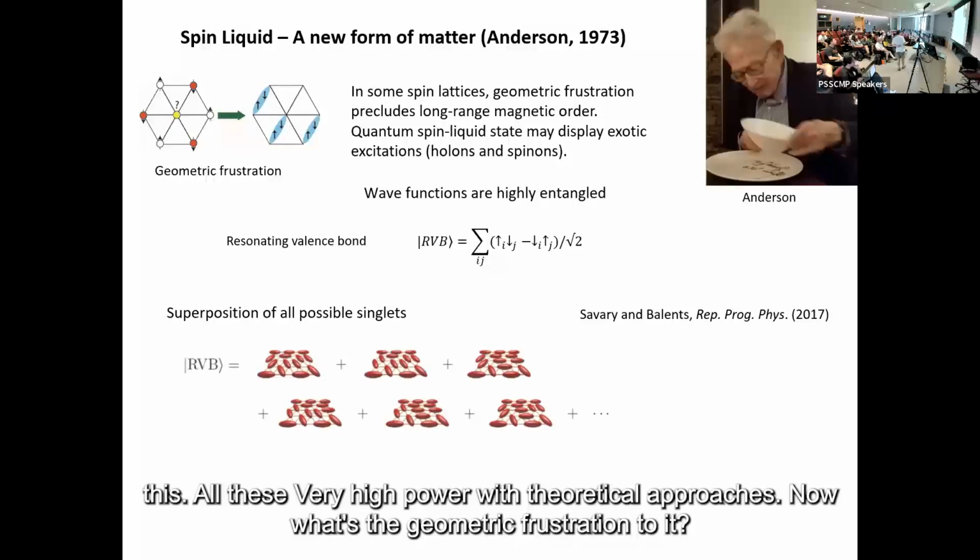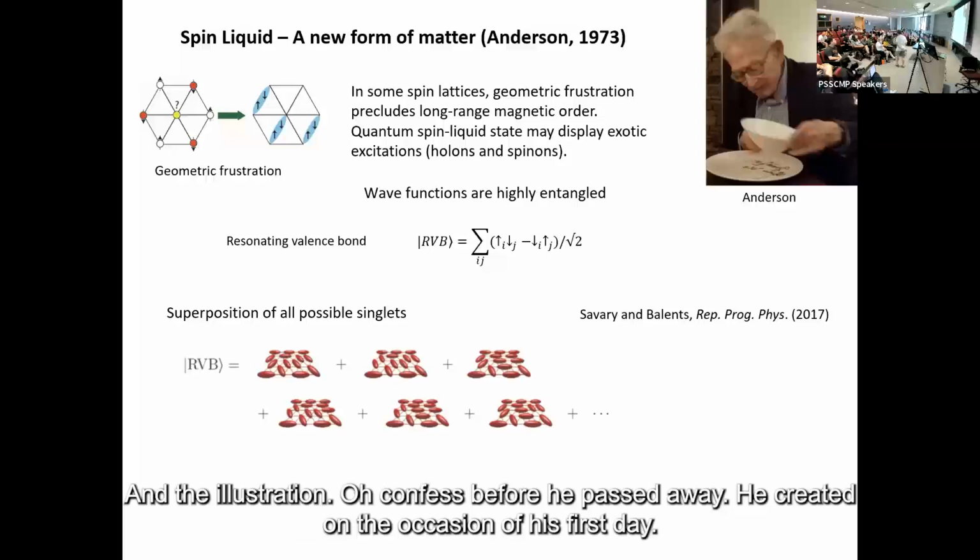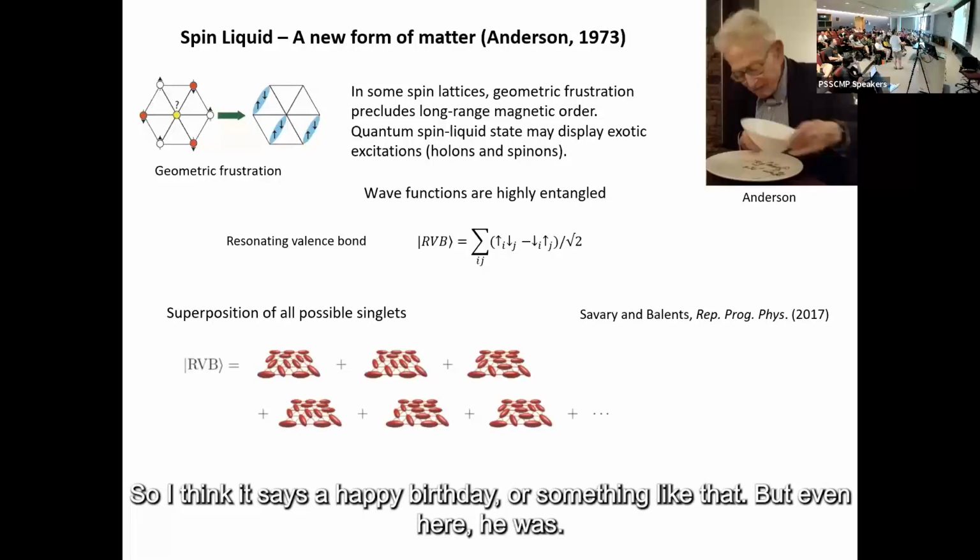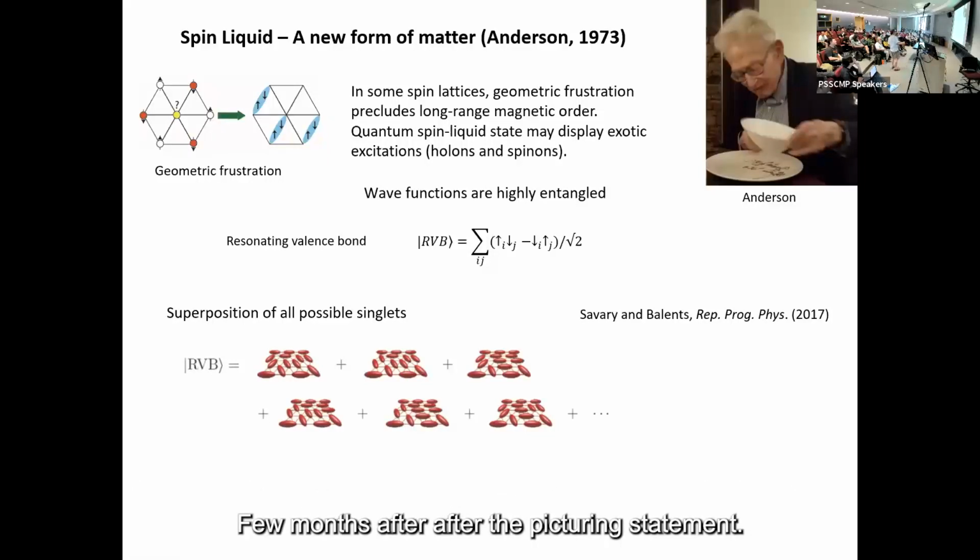Now, what's geometric frustration? So in an illustration. By the way, what are you looking for? Oh, spin liquid? Yeah. This is the last known photograph of Phil before he passed away. He did it on the occasion of his birthday. So I think it says here, "Happy birthday, Phil," or something like that. But it was a silly note, right? What else is hidden? You can sort of see he's sort of disappointed. Anyway, I thought it was a lovely photograph. He passed away about a few months after this picture was taken.